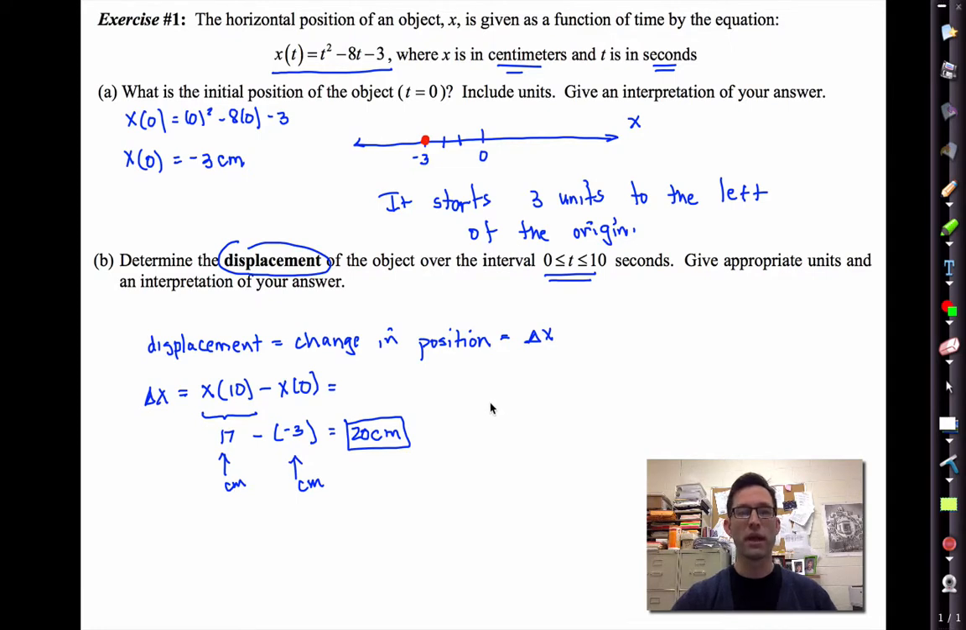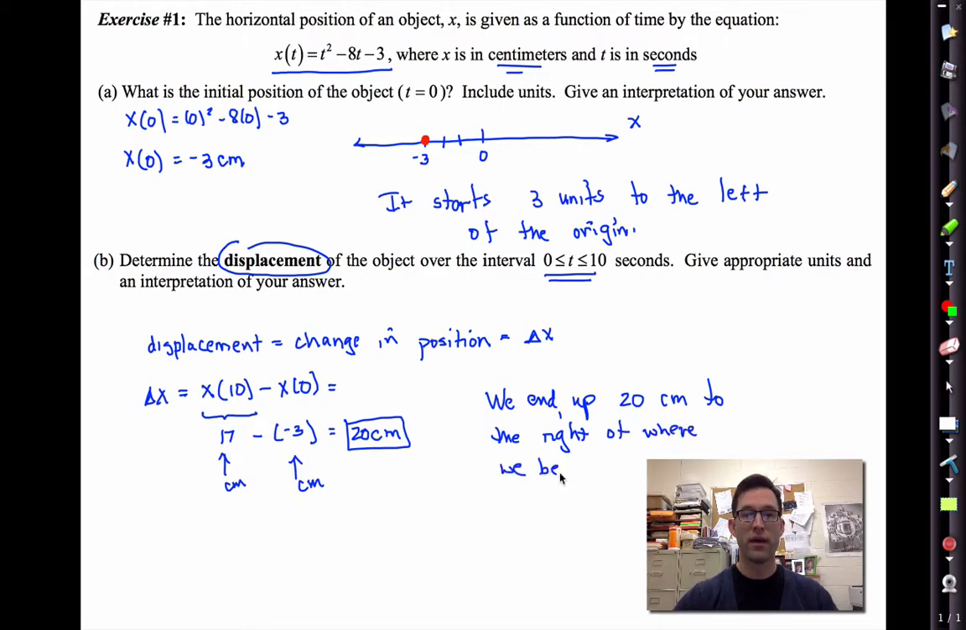Or if you really wanted to make a nice interpretation, we end up 20 centimeters to the right of where we began. Or maybe we should talk about the object. Maybe it's not us that's actually traveling, right? But really, the position increased by 20 centimeters. That's the key here. All right?